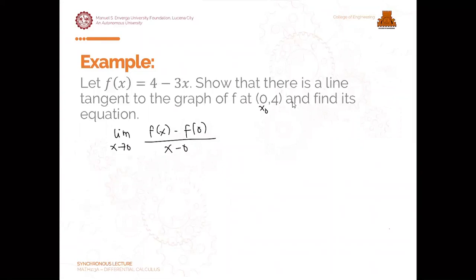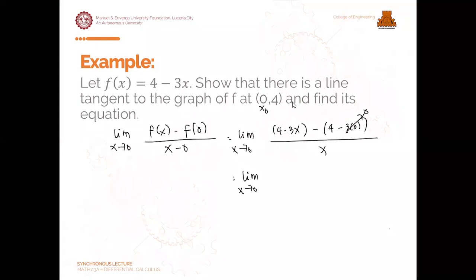Okay? So, this equals the limit as x approaches 0. So, f of x is 4 minus 3x, minus (4 minus 3 times 0), over x. So, this will be 0 na. So, we have the limit as x approaches 0 of 4 minus 3x minus 4.